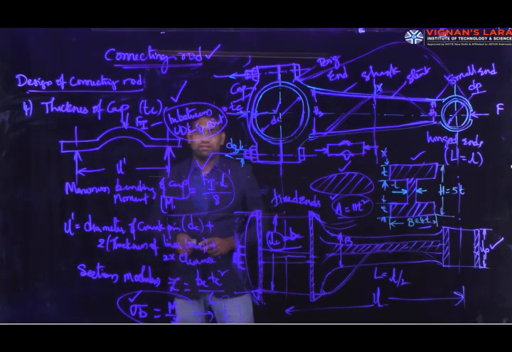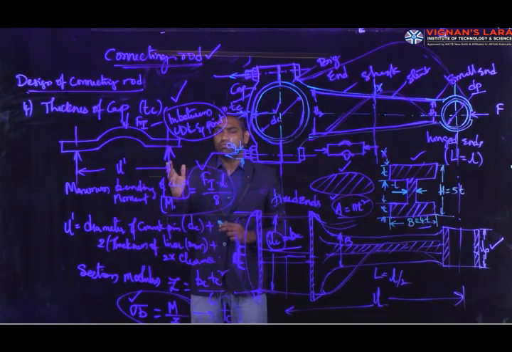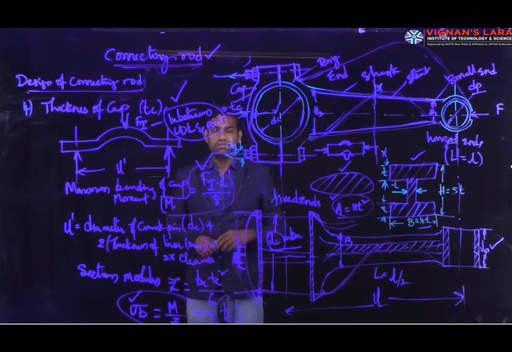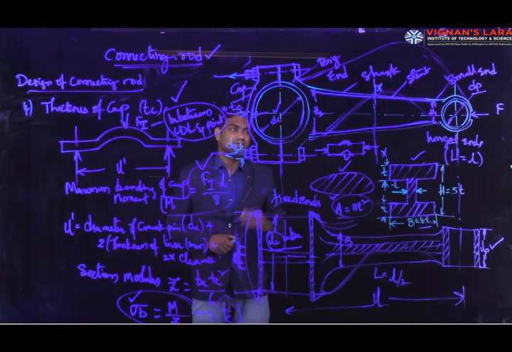Clear? After getting all the dimensions of the connecting rod, we can also check the design of the connecting rod against the maximum induced bending stress due to the maximum inertia forces, that is, the stress due to the inertia of the mass of the connecting rod, which we call the whipping stress. You need to check that against the induced stresses in the connecting rod.